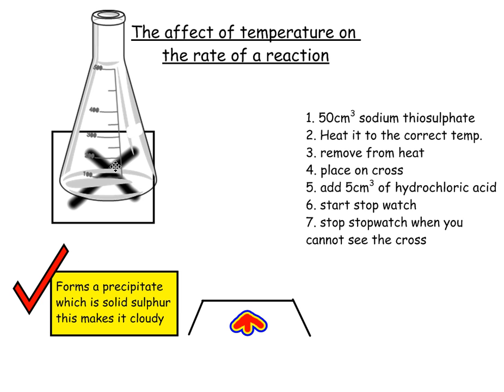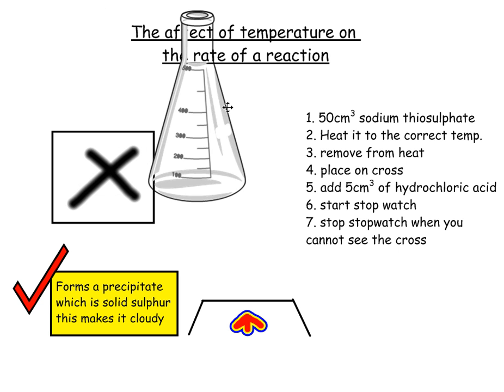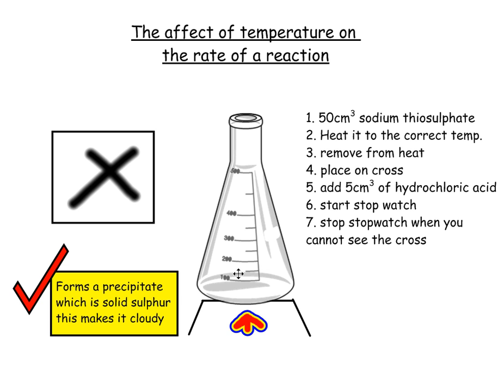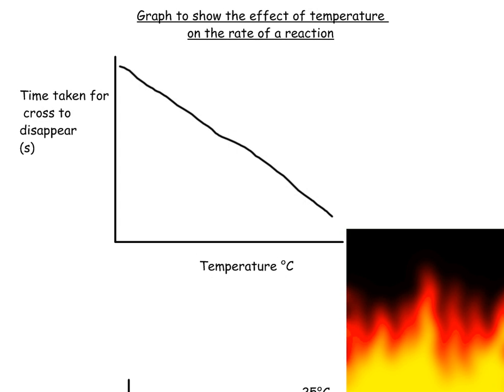Now, it doesn't actually disappear, I'm sorry to say. What's actually happening is that within the reaction we are forming a precipitate. That's a solid formed between these liquids. So inside there's this solid sulfur forming, which makes the whole thing go cloudy, and you can't see the cross anymore, so it looks like it's disappeared. Sorry, no magic in our science lessons, I'm afraid. So you do that at different temperatures and plot it on a graph.